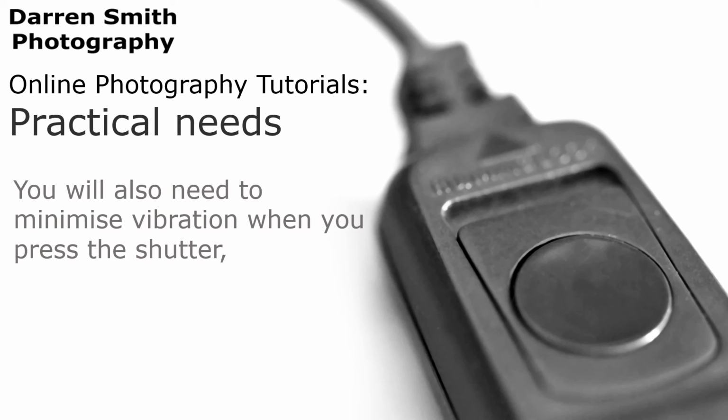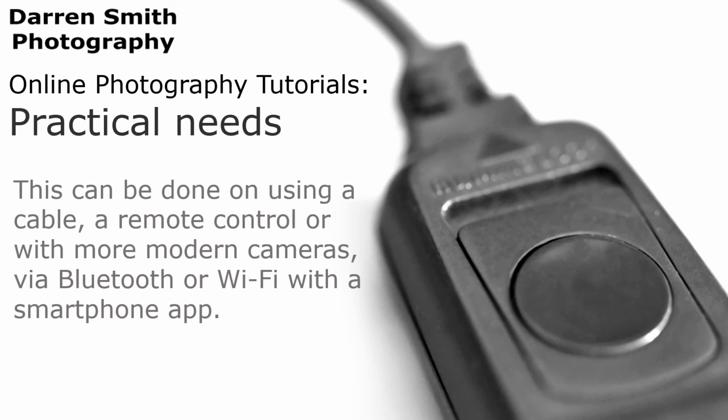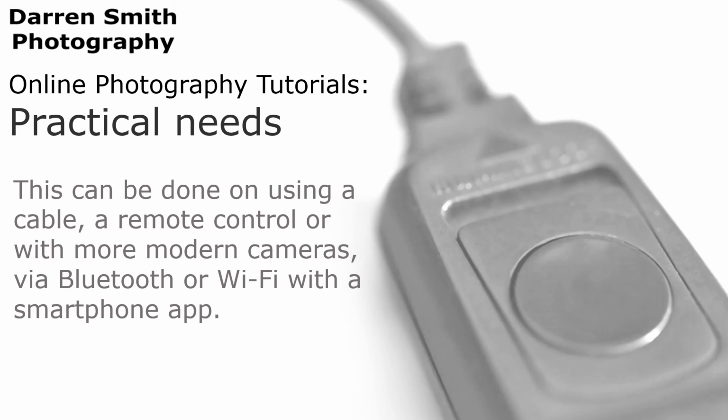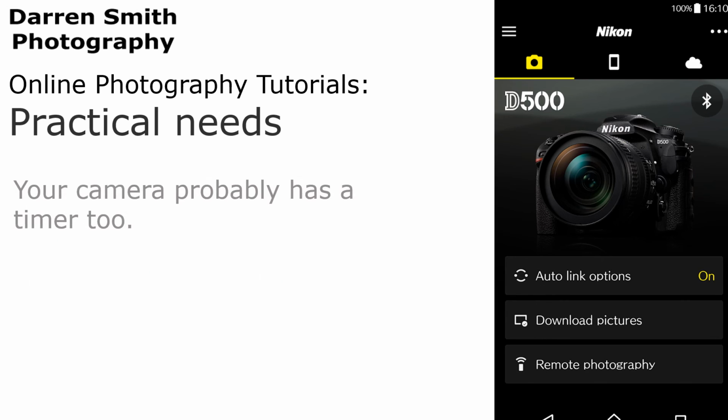You will also need to minimize vibration when you press the shutter, so I recommend you make use of a remote shutter release to prevent your camera from moving. This can be done using a cable, a remote control, or with modern cameras via Bluetooth or Wi-Fi with a smartphone app. Your camera probably has a timer too.